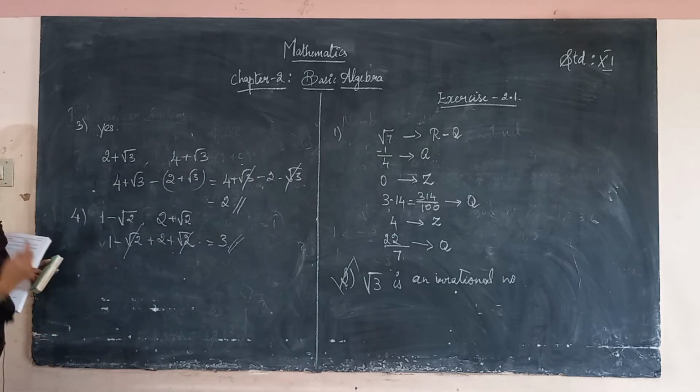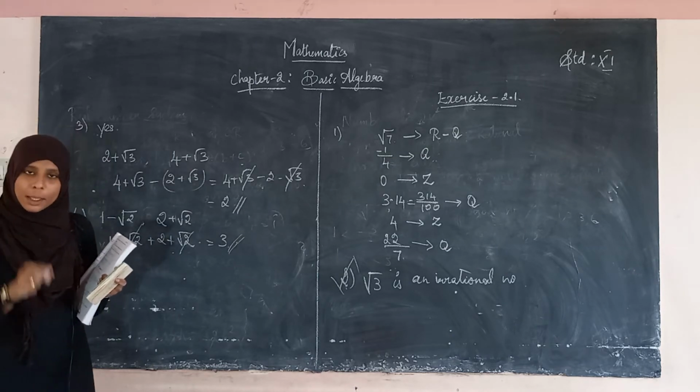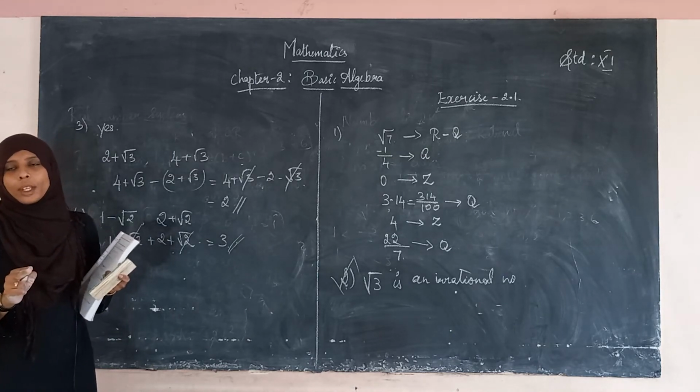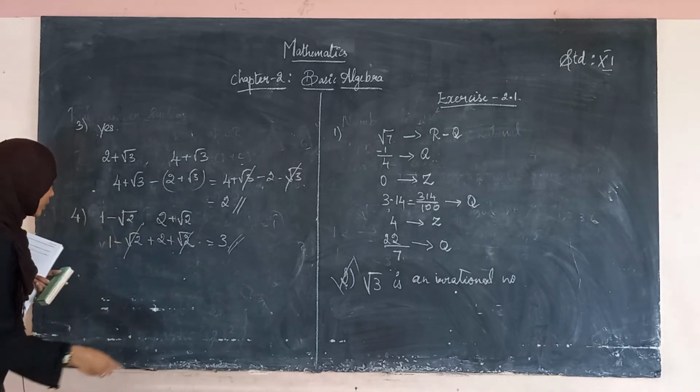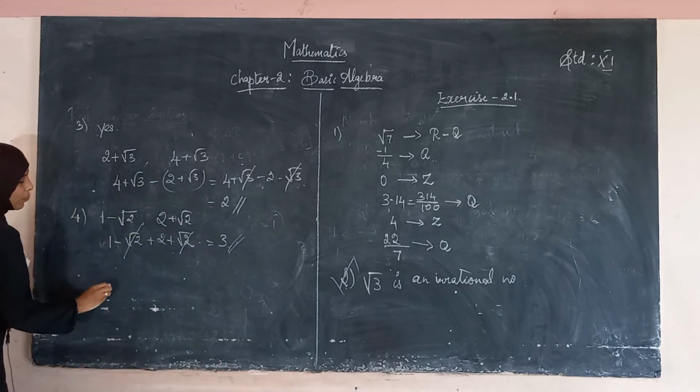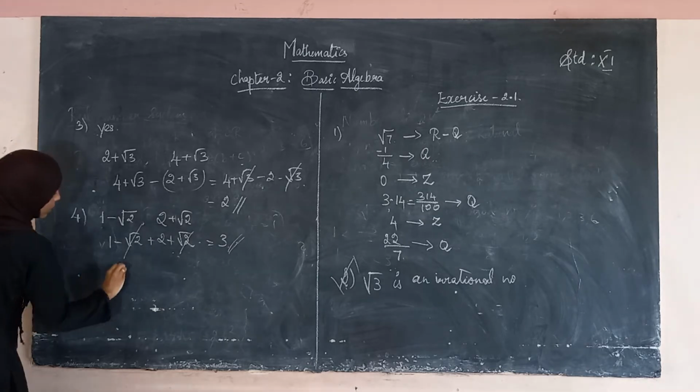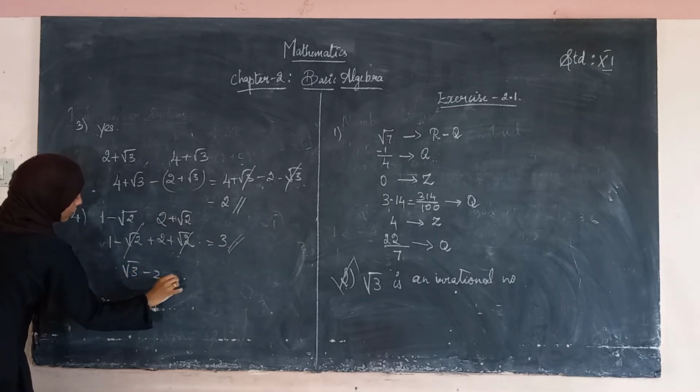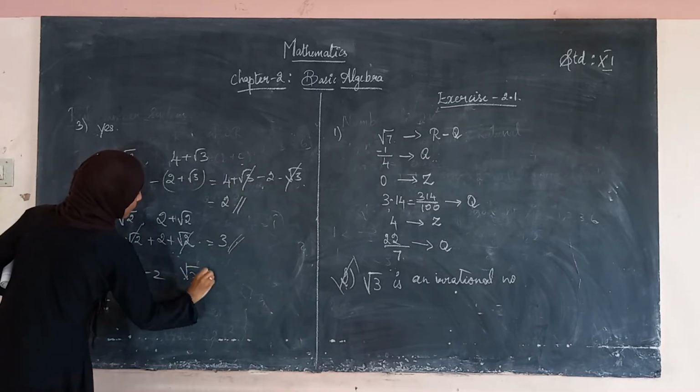Now, we have to find two irrational numbers. When we multiply both, we should get a rational number. Okay. So, now let us take the two irrational numbers as root 3 minus 2 and root 3 plus 2.